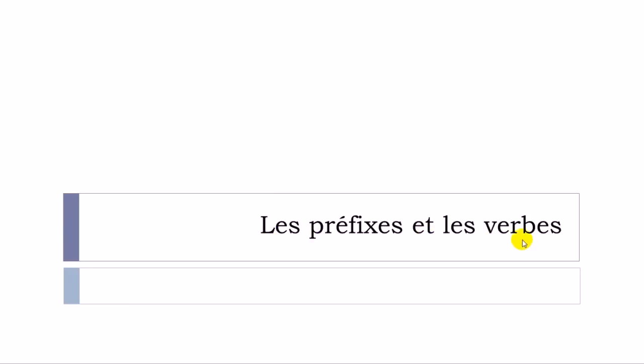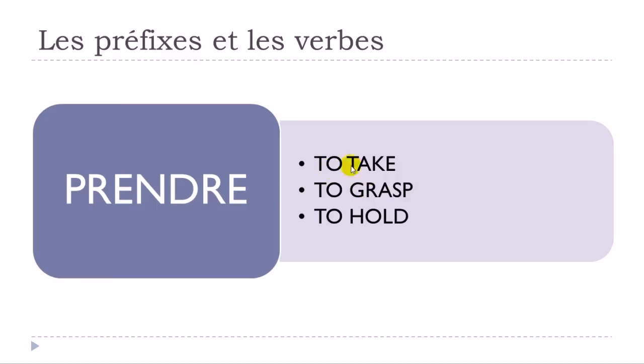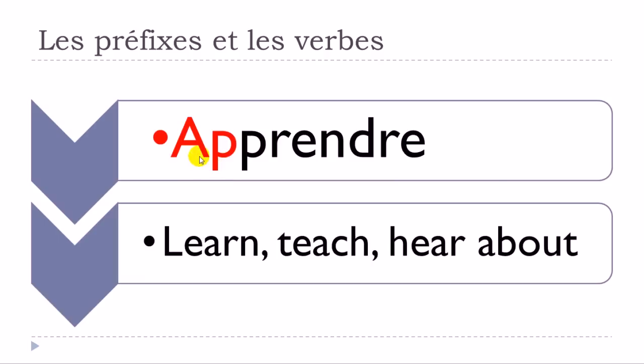Les préfixes et les verbes. And in this video, we'll actually focus on the verb prendre. Here are the translations possible for prendre, okay? And the idea is that, of course, we're talking about préfixe, so these letters that you can add before the verb, and by adding these letters, you will modify the original meaning of the verb. Okay, so let's see a few examples now. The first one, AP, so app, you will get apprendre, okay, you don't pronounce the double P, apprendre, so here is what it means, okay, apprendre.